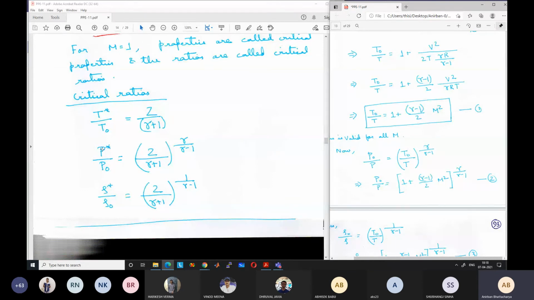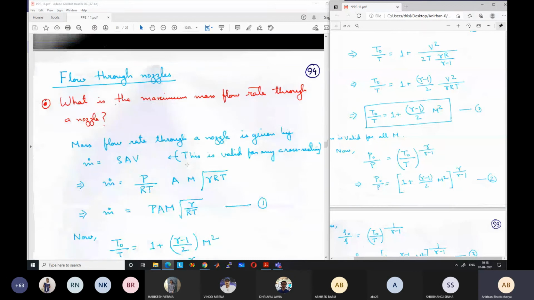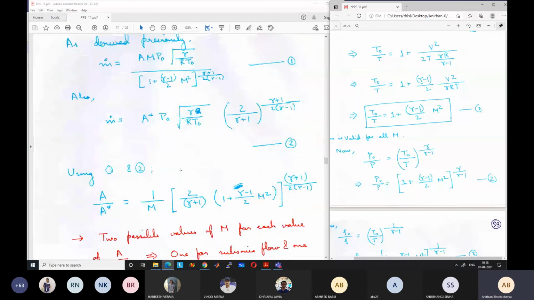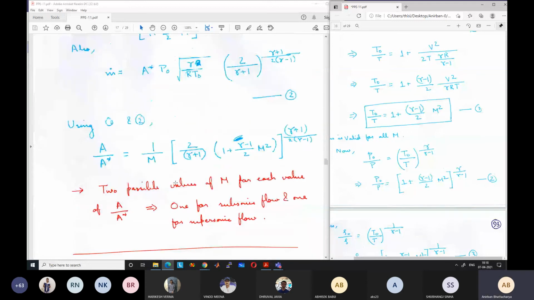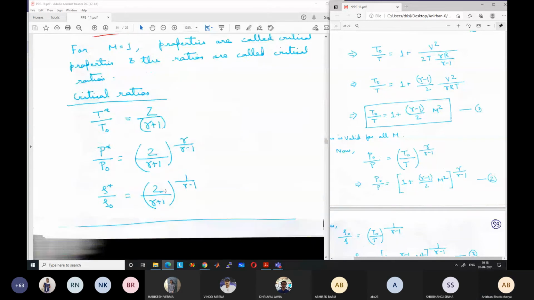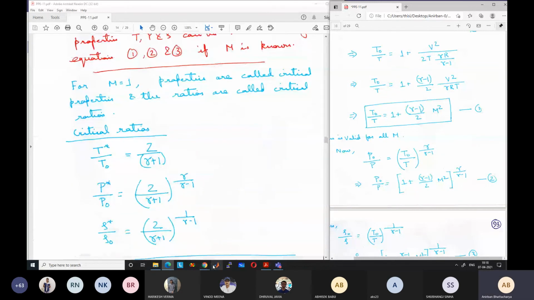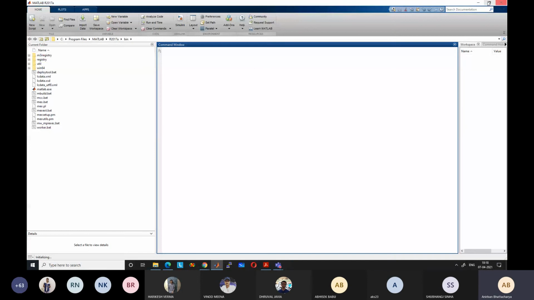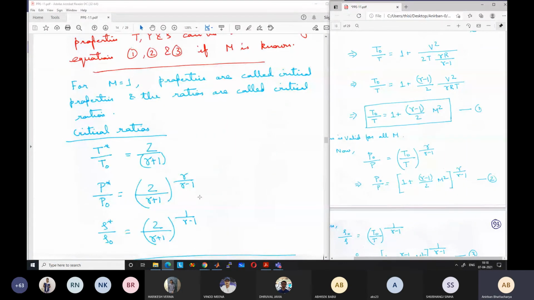So if there is a convergent nozzle, let me check whether I've written the value somewhere. I don't think I've written it, but the value is very important. We'll find the value; we have time. (2 by gamma plus 1) whole to the power gamma by gamma minus 1.